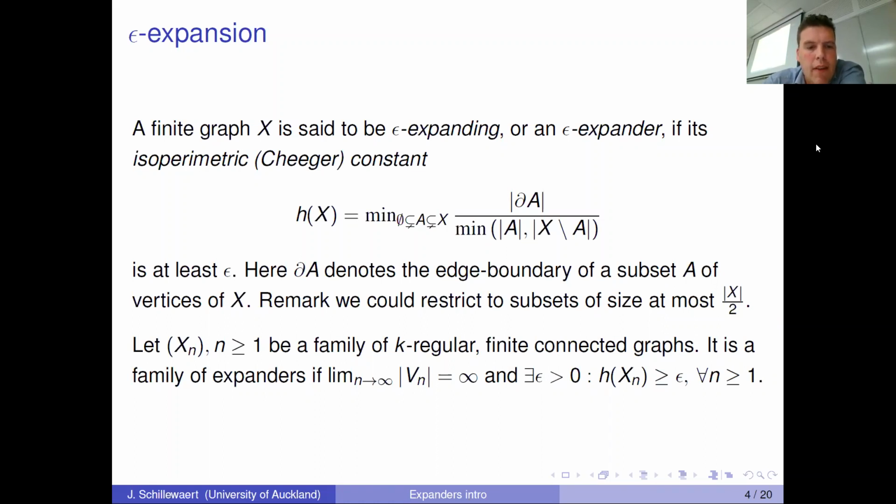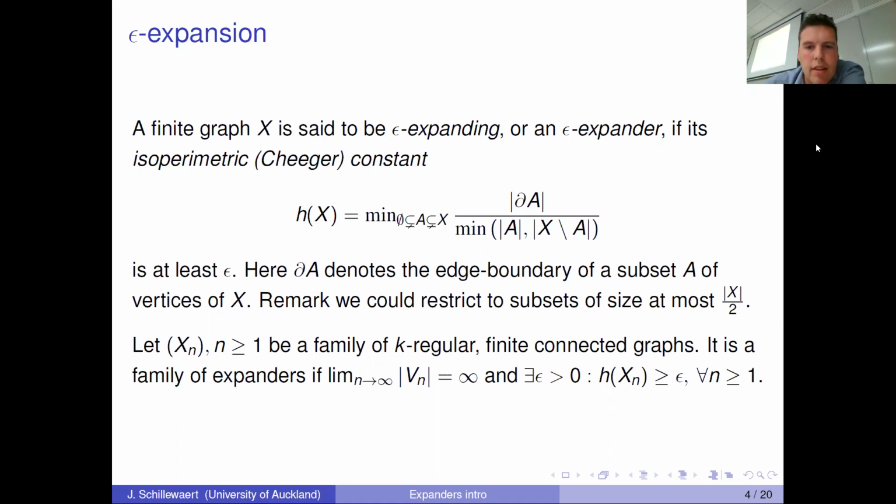So now we have a family X_n parameterized by n, a family of k-regular finite connected graphs, where k is fixed. Of course, they have to be connected, otherwise somebody is not going to get any information at all. And we let the number of vertices go to infinity, and we want that there exists an epsilon independent of n, such that the isoperimetric constant is at least epsilon for all n greater than or equal to 1. So that is the definition of a family of expanders.